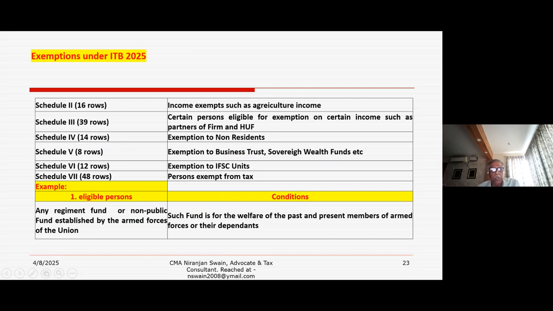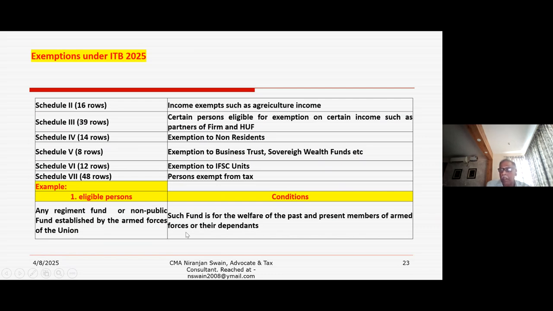Just as an example, you see any regimental fund or non-public fund established by the armed forces of the Union, there is exemption. Earlier it was covered under section 10 and some subsections. Now a tabular form has been given. This is the eligible person. This is the exemption condition. So if such a fund is for the welfare of the past and present members of the armed forces, then it will be exempted. By making the tabular form, not only have the words been reduced, it has become very attractive, and at a glance you can see the categories.